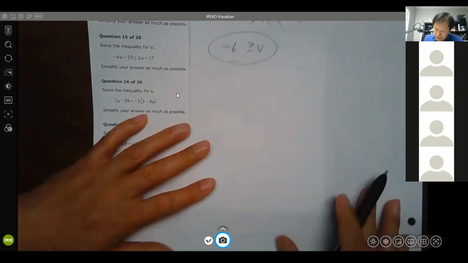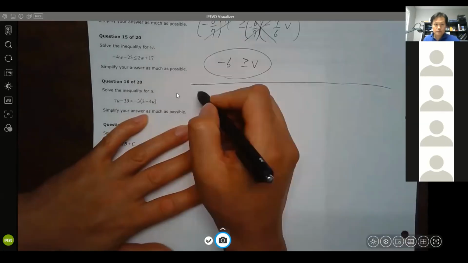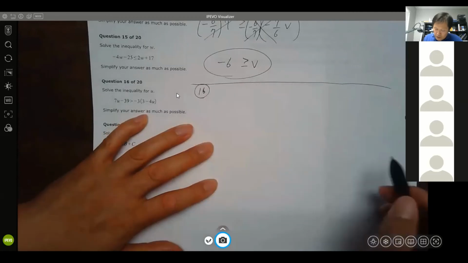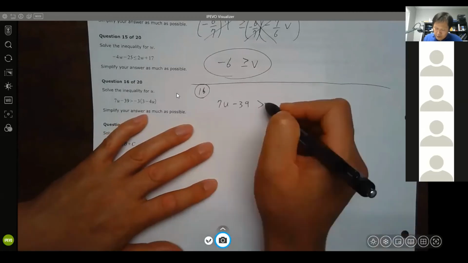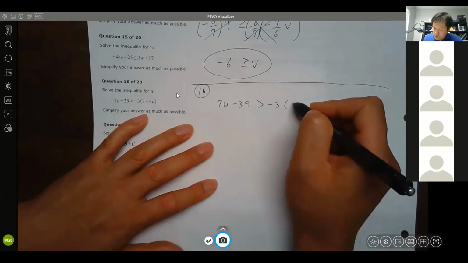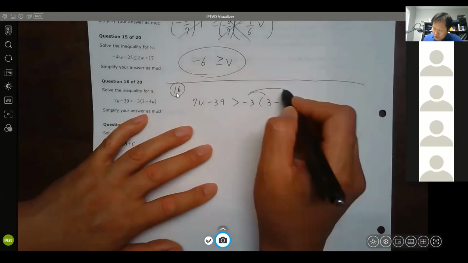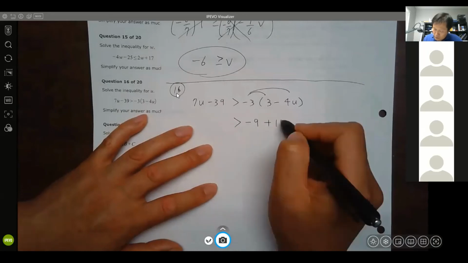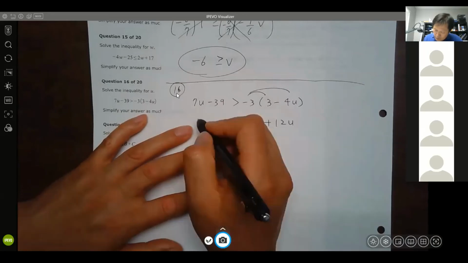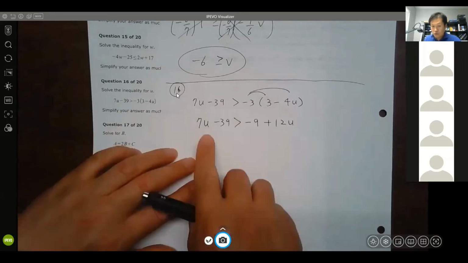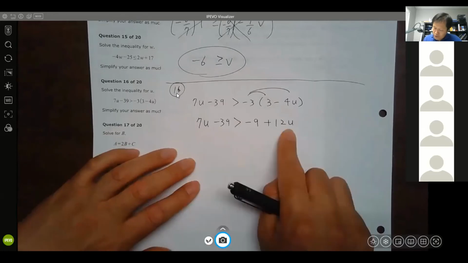Going over, guys. 16. 7u minus 39 greater than minus 3 times the quantity 3 minus 4u. Distribute minus 3, distribute minus 3. Where do I want the u? I want the u to be on the left.